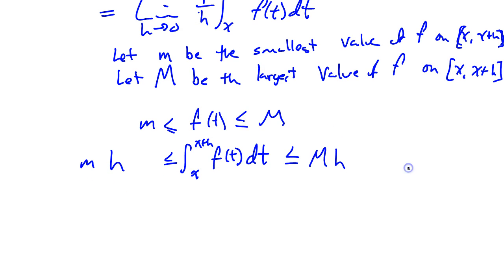Now I'm going to divide everything by h. Well, if h is negative, it's going to turn all of the inequalities around, and still I'll have f sandwiched in, this integral sandwiched in between a couple of things.